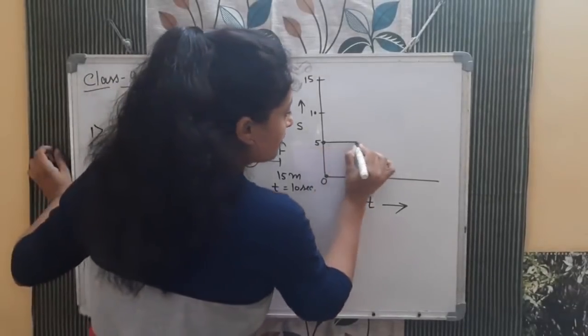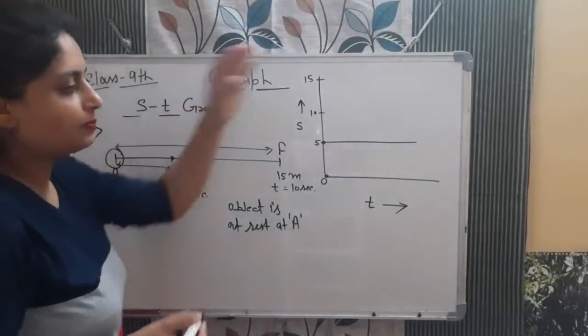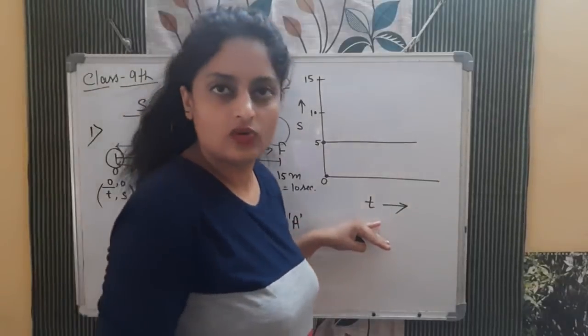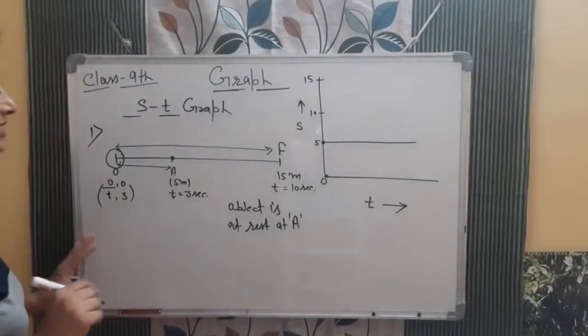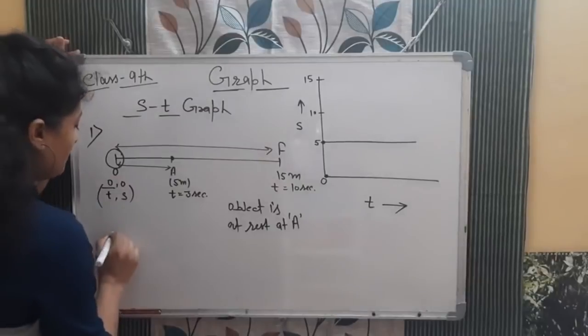So what will be the graph? Graph will be a line that is parallel to the x-axis. Okay, this is the first case. Now second case, I am saying that the graph will be like what?